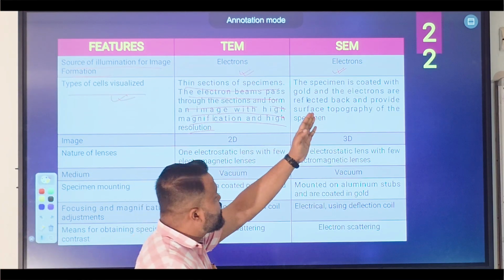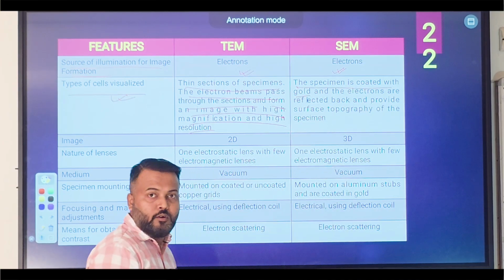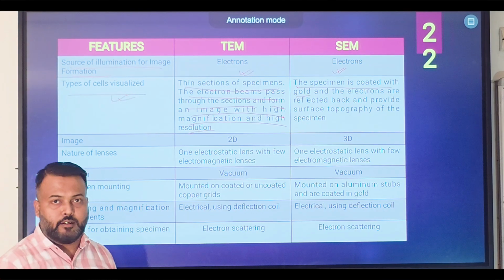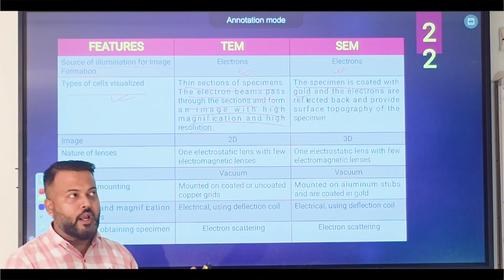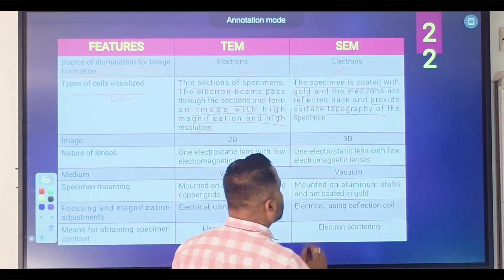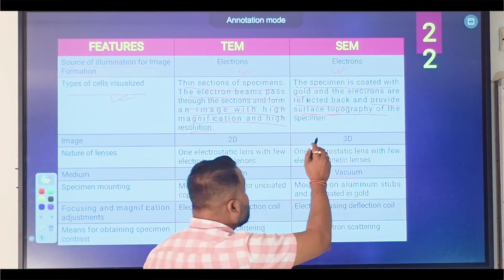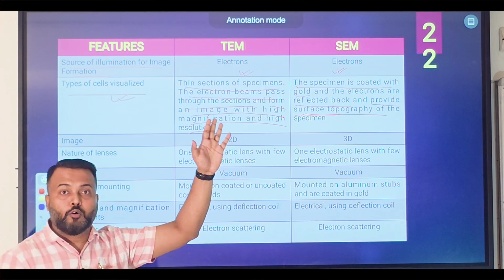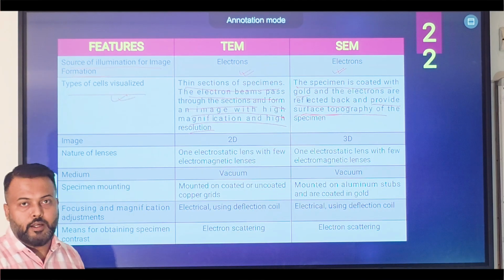Whereas in case of SEM, the specimen is coated with gold, and electrons are reflected back. Okay, so as soon as the electrons strike the gold, they will reflect back. So as they reflect back, they can provide only the surface topography of the specimen. Mind it, they provide only the surface topography. Why? Because as the electrons strike the gold coat, they will reflect back and provide you with the surface topography of the specimen.